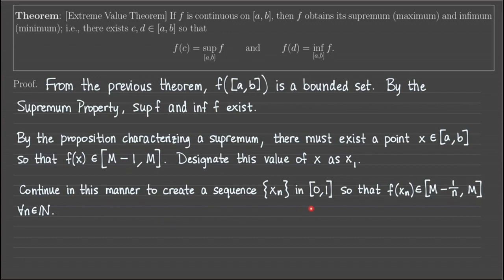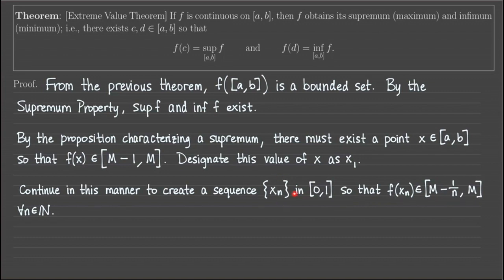What we're going to do is make a sequence x sub n, so that for each natural number n, the output f of xn lives in the closed bounded interval from the supremum minus the number 1 over n through m. The idea is that as n grows to infinity, this region gets smaller and smaller. So what we're assuring is that our sequence of outputs is actually converging to the number m. That's the idea. It's important to remark here that these points don't have to be distinct. In fact, it could be a constant sequence.